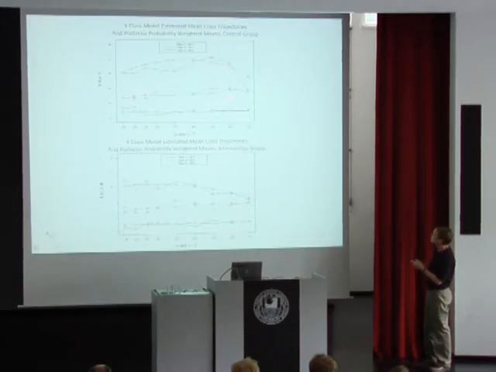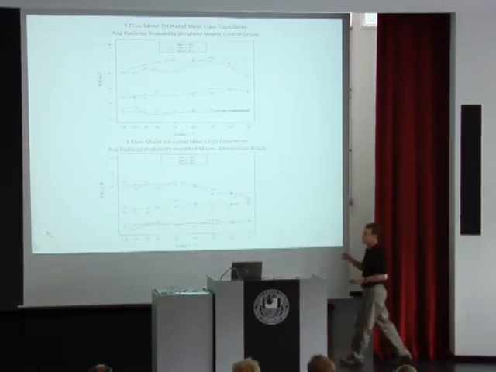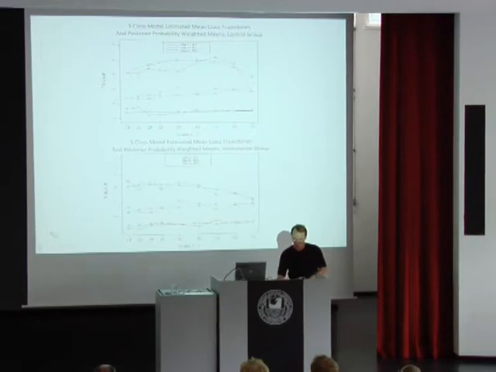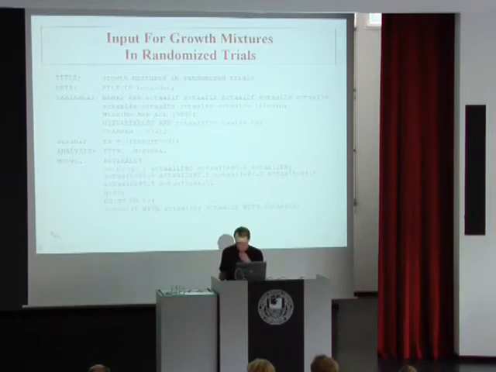So this looks reasonably well-fitting for the control group and also for the intervention group here. And you can do these plots not only for the means, but you can also do them for the variances and covariances.